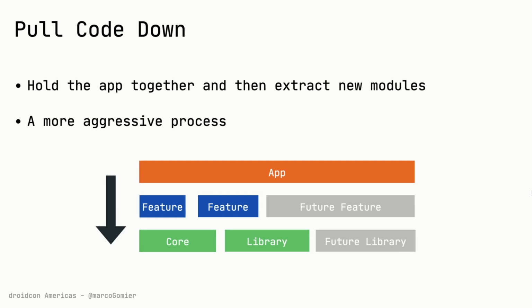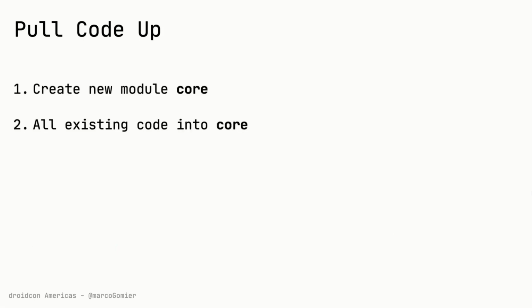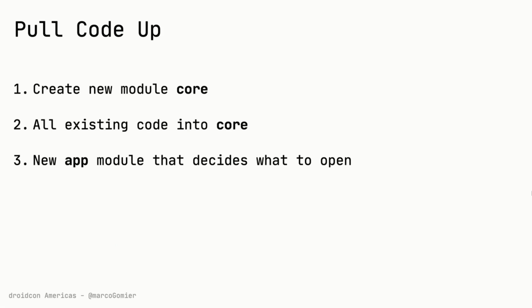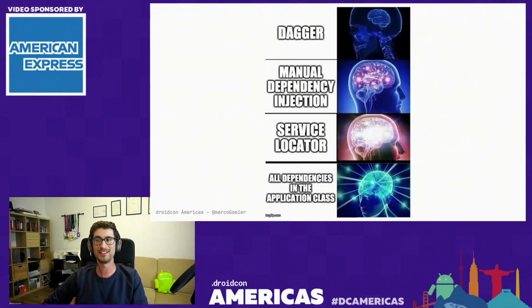So since I'm lazy, I decided to start with pulling code up. So I created a new library. I moved the code into the library. I created a new app module. Then I extracted a new feature from the old app module that is now a library. And then I failed. And the main reason for failing is this.